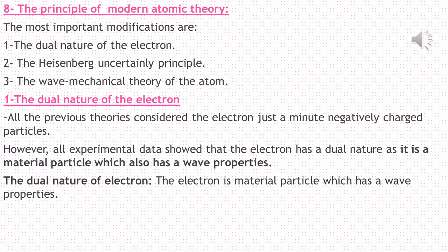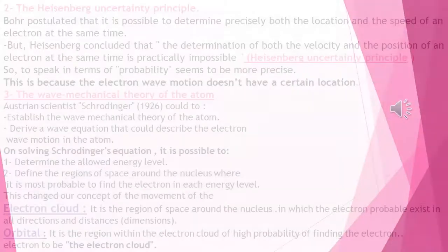The most important modifications are the dual nature of the electron, the Heisenberg uncertainty principle, and the wave mechanical theory of the atom. First, the dual nature of the electron. As we know, the electron is a very minute negatively charged particle, but all experimental data showed that the electron has a dual nature because it has wave properties. So the dual nature of the electron means it is a material particle which has wave properties.